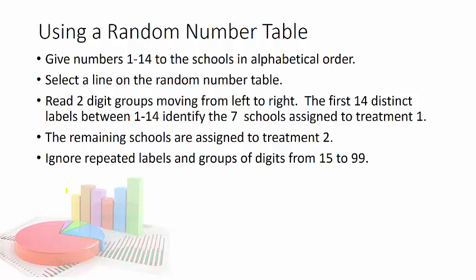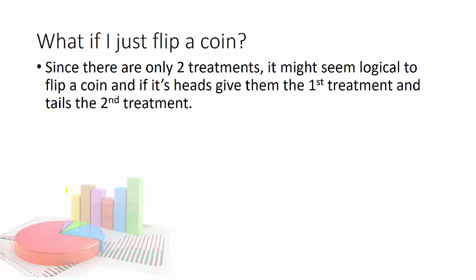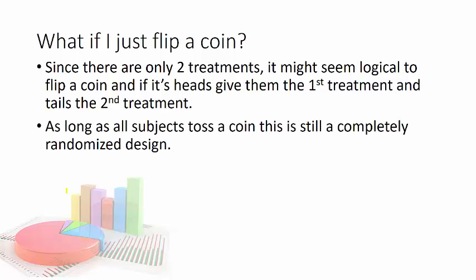But then you could say, hey, this is really complicated. What if I just flip a coin? If they get heads, then they get treatment 1. If they get tails, they get treatment 2. That should be much easier. Well, as long as all subjects get to toss the coin, then you're cool.